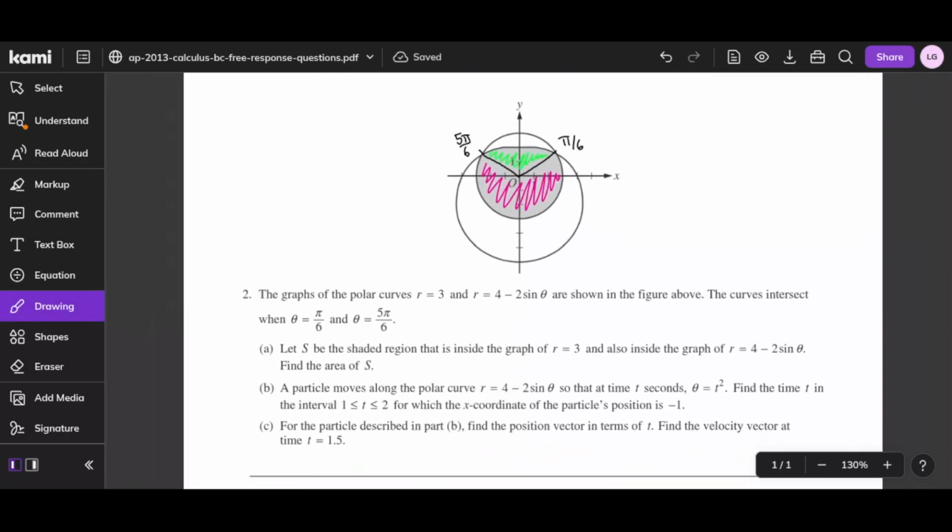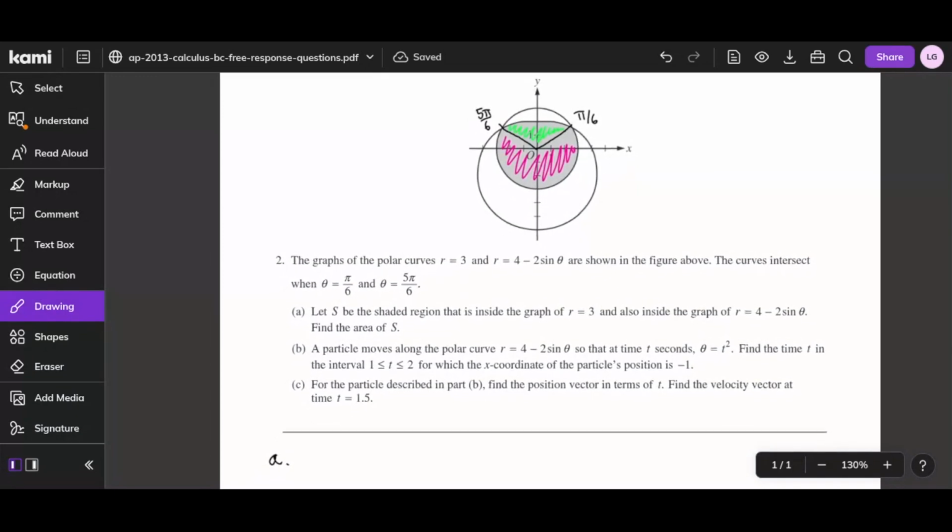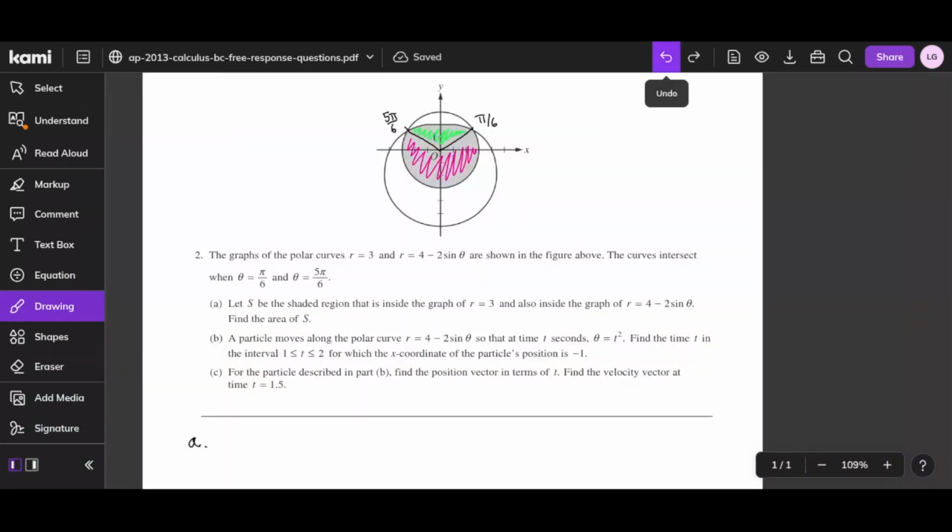Now, first we are going to solve the green part. To find the area of a polar section, we can use this formula: 1/2 times the integral from one intercept to the other intercept, which in this case is pi over 6 to 5 pi over 6, of the curve 4 minus 2 sine theta, all squared d theta.